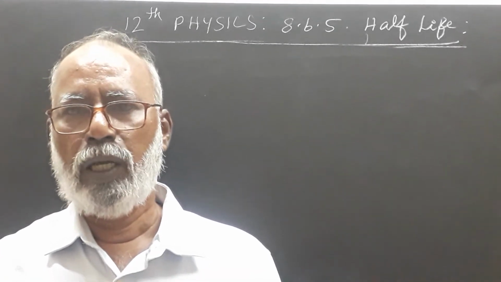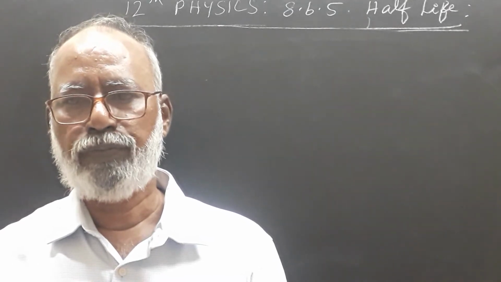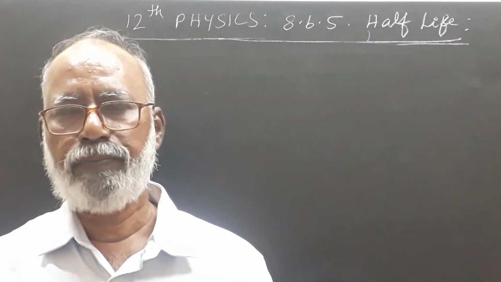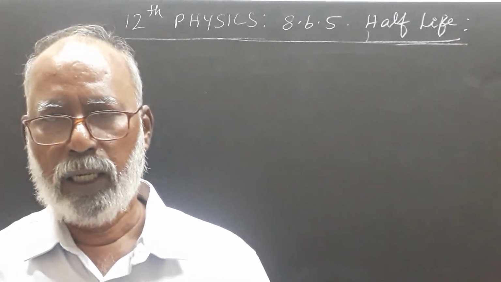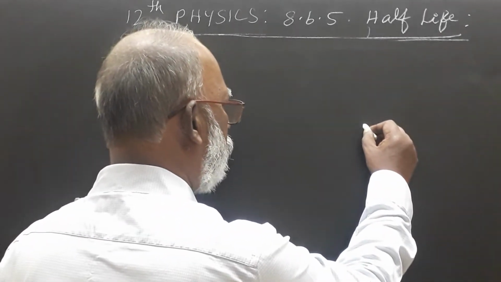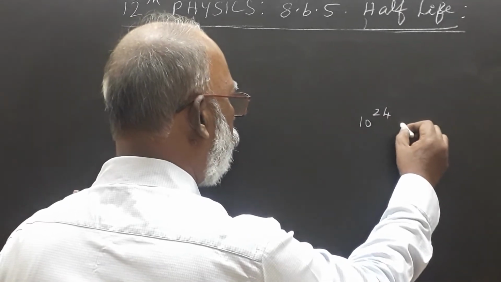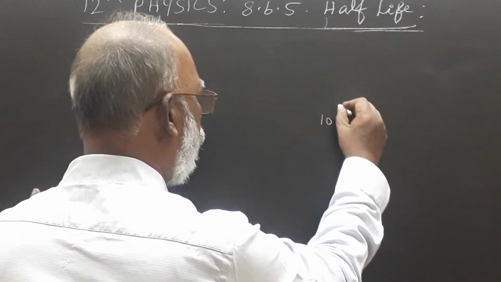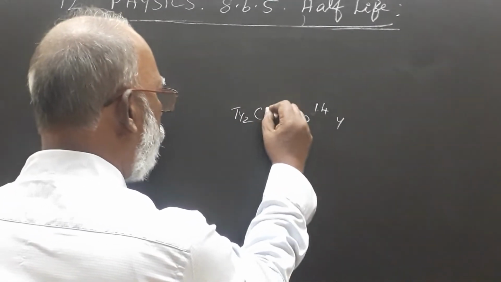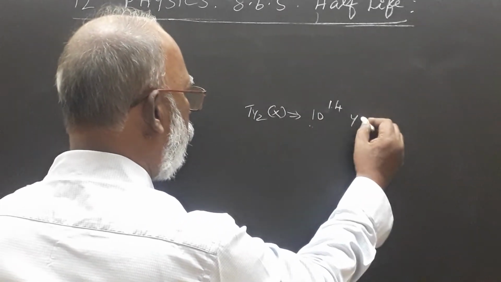So how long is the half-life? For example, carbon has 5200 years. Likewise, for example, some atoms have a half-life period of 10 power 14 years. T half of some element X is equal to 10 power 14 years.